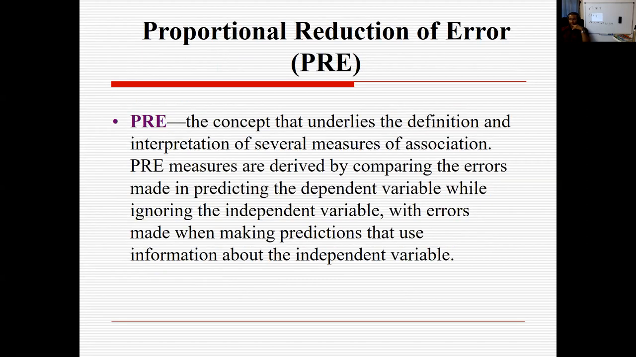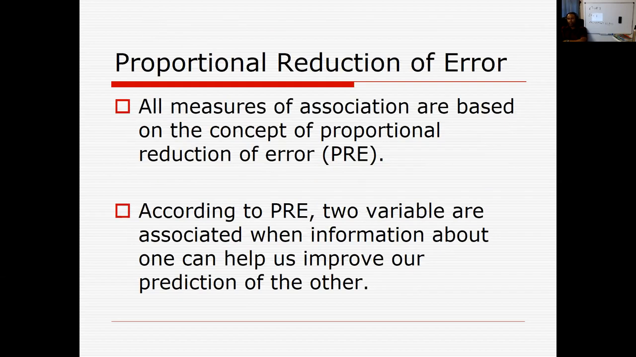Good. Okay, now the idea that underlies almost all measures of association is something we refer to as the proportional reduction of error. I'm going to give y'all a break because this is a little confusing to some people right after I go over this slide. But I want to go over this just so we can at least expose you all to this, okay? A proportional reduction of error: you're comparing the errors made in predicting the dependent variable while ignoring the independent variable with the errors made when making predictions that use information about the independent variable. Okay. And in fact, it probably isn't going to make sense until I show you how to do it.